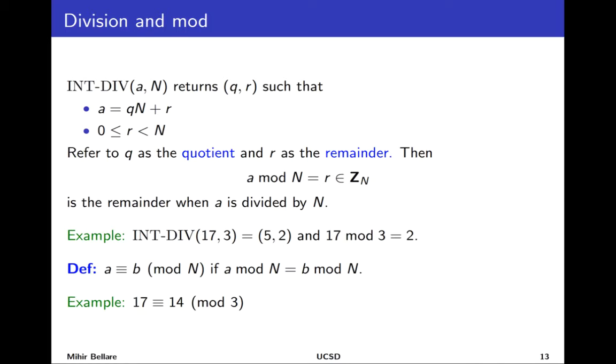So for example, if you run integer division on 17 and 3, it'll divide 17 by 3 to get a quotient of 5 and a remainder of 2. Often we have numbers which may be large, but really the only thing we're interested in is their remainders modulo some other number n. So we use this notation to say a is equivalent to b mod n if when you compute a mod n and b mod n, you get back the same thing. So for example, 17 and 14 are equivalent mod 3 because 17 mod 3 is what, 2, and 14 mod 3 is also 2.